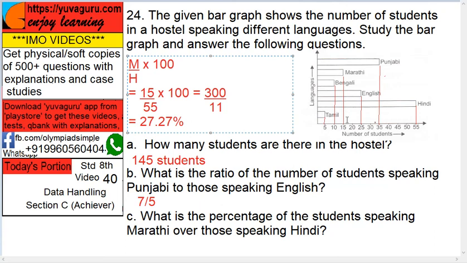Next, what is the percentage of students speaking Marathi over speaking Hindi? So here Marathi is 15, Hindi is 55. The word over is wrongly used here. It means speaking Marathi to Hindi, because over means above it should be, but Marathi is not above Hindi, so it should be Marathi to Hindi. So Marathi upon Hindi into 100. Why 100? Because we want percentage. So 15 upon 55 into 100. Solve this, you will get 300 by 11. So solve this, you will get 27.27%. Okay, that is the answer.